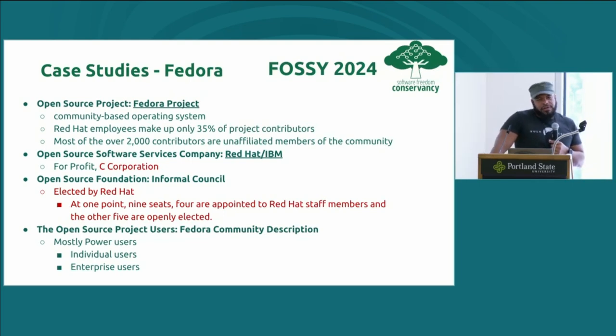The open source services company is going to be Red Hat, now IBM, and it's a for-profit C corporation. I would say that the decision-making structure within the services company is going to be hierarchical, and it's not going to be full participation, maybe pseudo, maybe partial. Now you got the open source foundation. At least at one point, there was an informal council, I think it might have changed now, selected by Red Hat. And at one point, it was 9 seats, 4 were appointed by Red Hat. And so that's another portion.